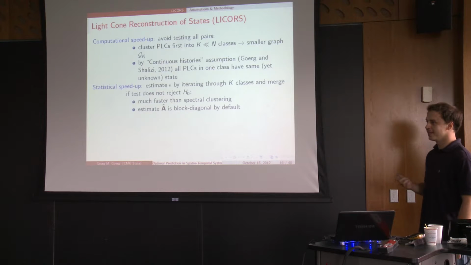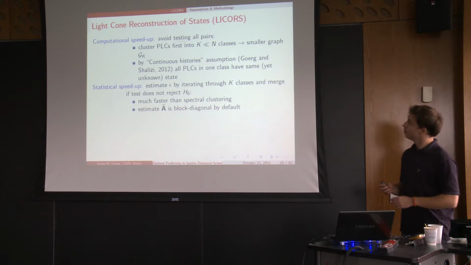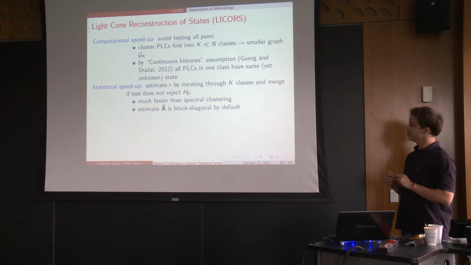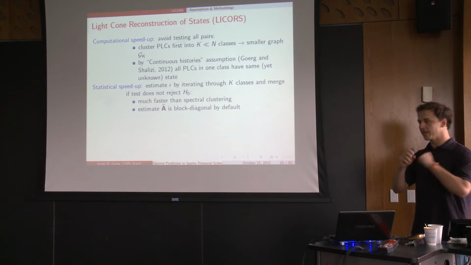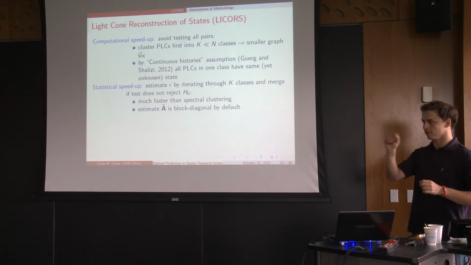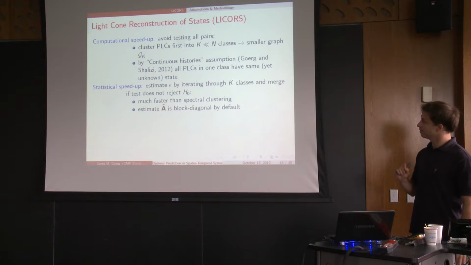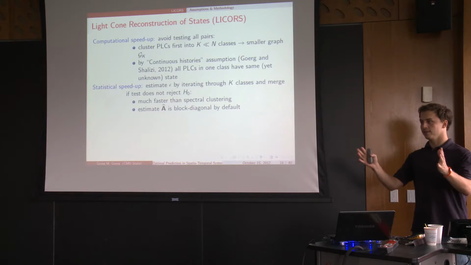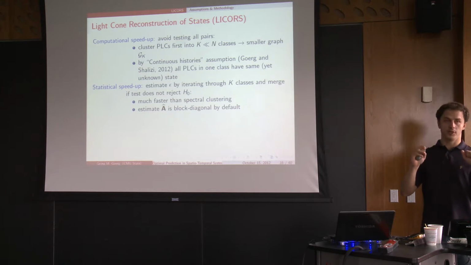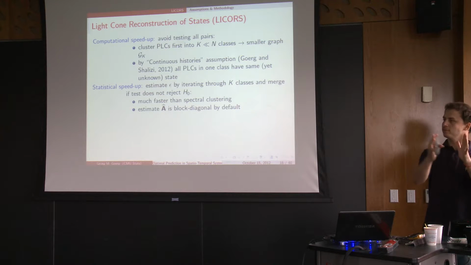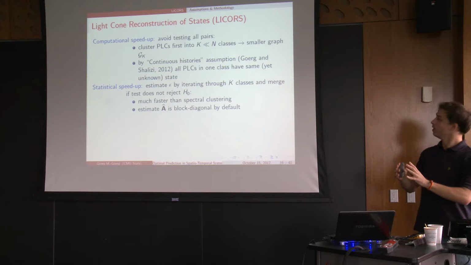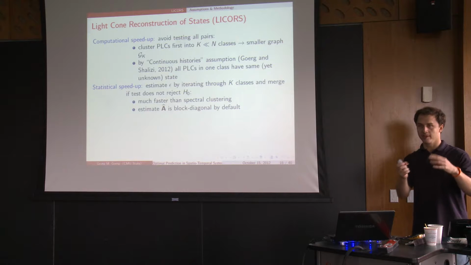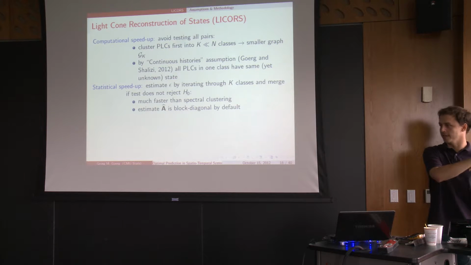So what is the light cone reconstruction of states? How does it work? There are 2 main ingredients. One is a computational speedup, because you can't estimate that matrix element by element. And the other one is statistical. The computational speedup is the following. You take your past light cones, there's a space of past light cones, and you cluster them with k-means, for example, into k groups, and k is much smaller than n. So you get a smaller graph. Now think of each group as a node in this graph G_k.